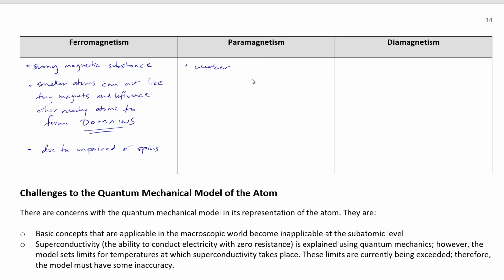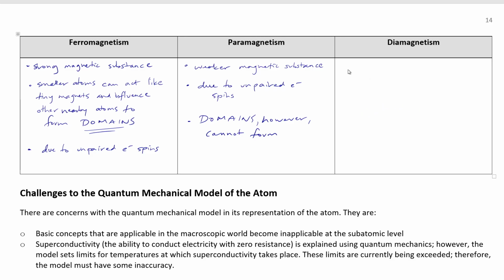Paramagnetism is a weaker magnetic substance, so it's still magnetic and will still respond to a magnetic field. It's weaker, again still due to unpaired electron spins. Domains, however, cannot form. And because domains cannot form and they cannot align, this results in a weaker magnetic substance.